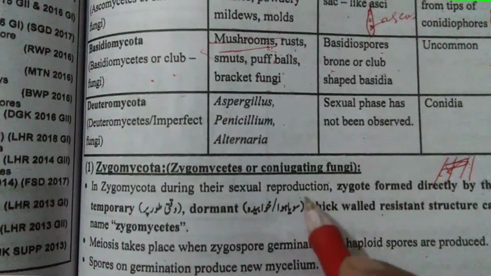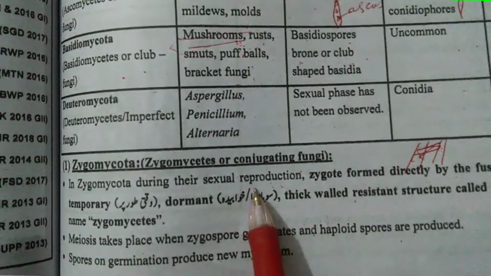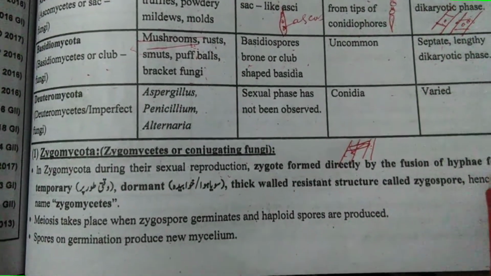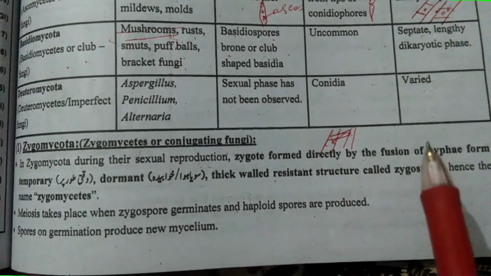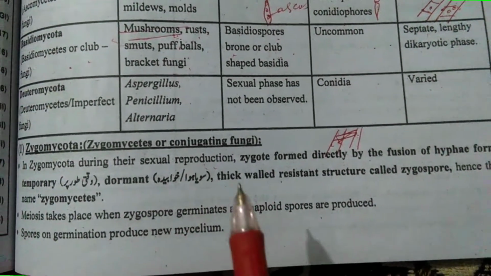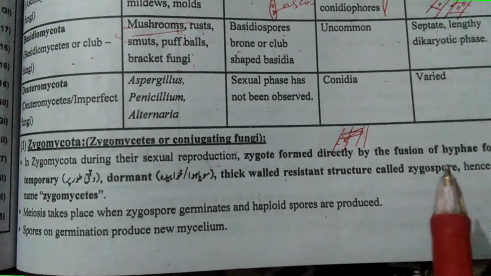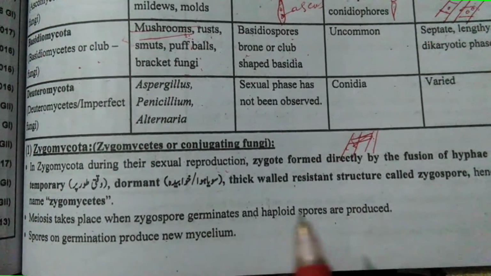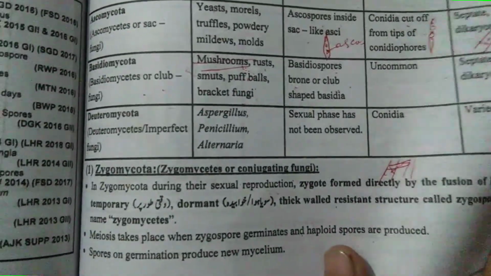We will discuss this point in the life cycle. In Zygomycota, during sexual reproduction, the zygote forms directly by the fusion of two hyphae, which may be the positive and the negative strain. Both of them come closer, and temporary, dormant, thick-walled, resistant structures, the zygospores, are produced. After meiosis, the zygospores germinate and form haploid spores, and these haploid spores form new mycelium again, as shown in this figure.